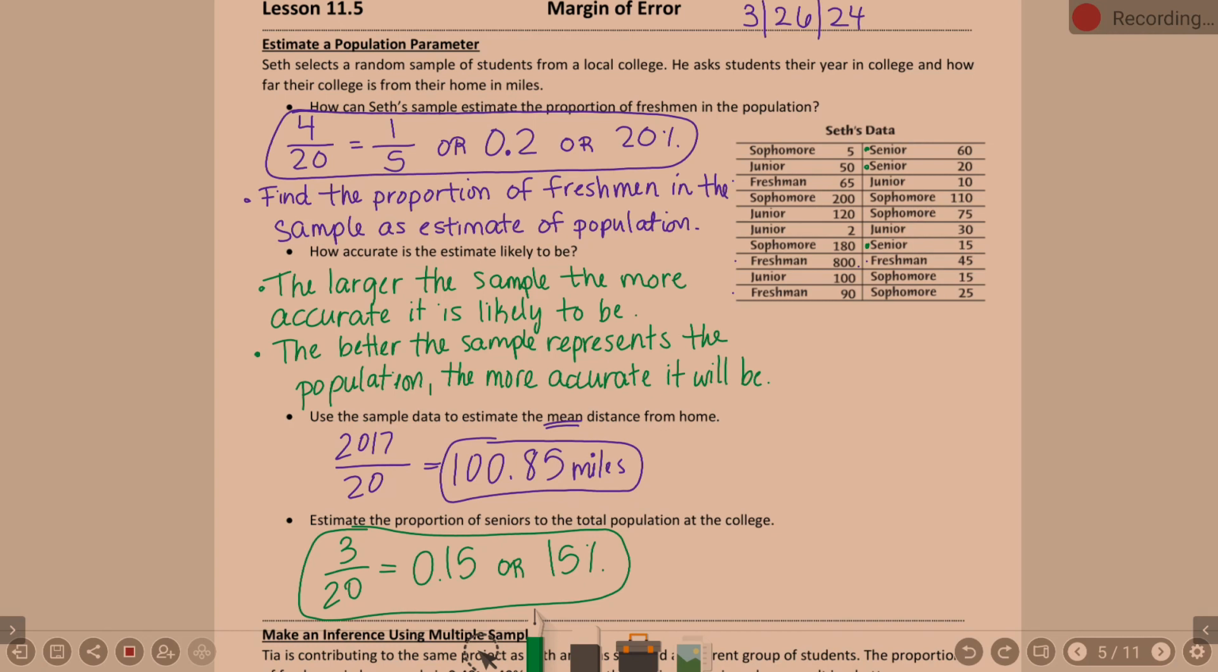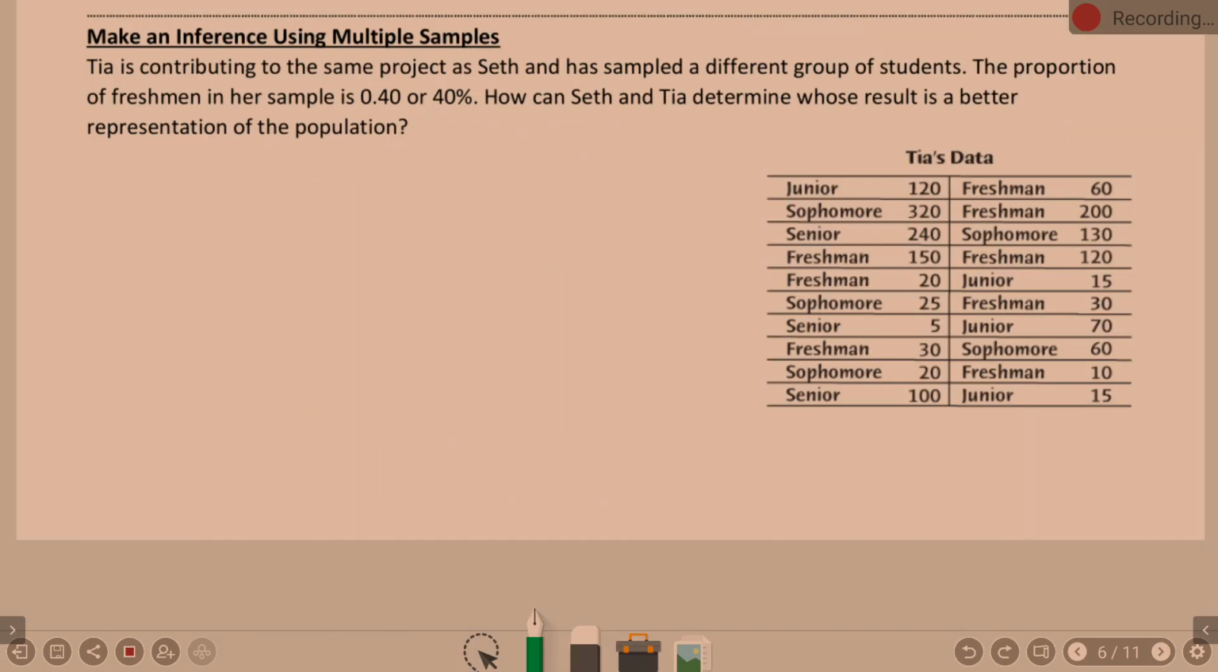As you look at the bottom piece, Tia is contributing to the same project as Seth and has sampled a different group of students. So we have Tia's data here. She also sampled 20 students. The proportion of freshmen in her sample is 0.4 or 40%. How can Seth and Tia determine whose result is a better representation of the population?